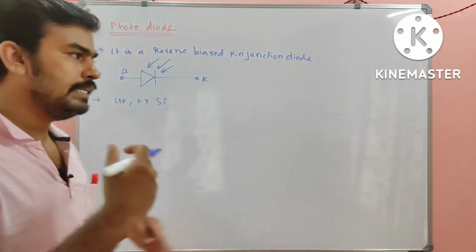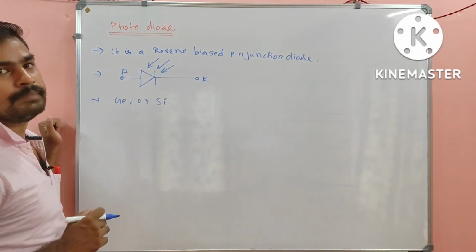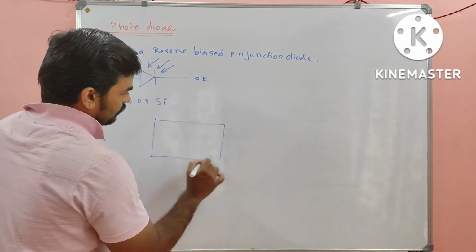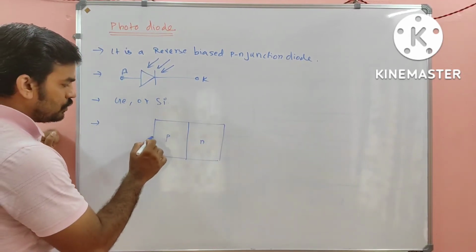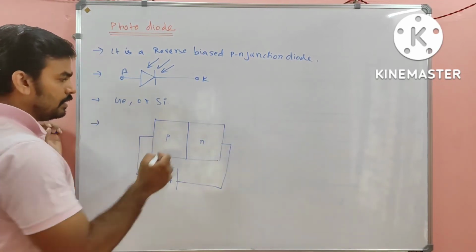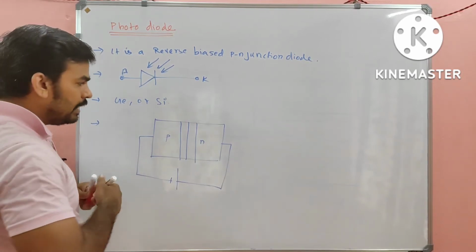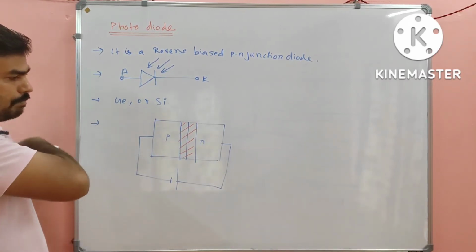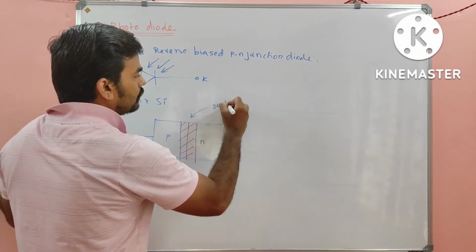But the thing is that it is a reverse biased diode. That's the only difference. Let's see a small construction detail now. So this is the PN junction diode, am I right? This is the reverse biased condition. Whenever there is a reverse biased condition, there will be a depletion layer formation. So this is our depletion layer.